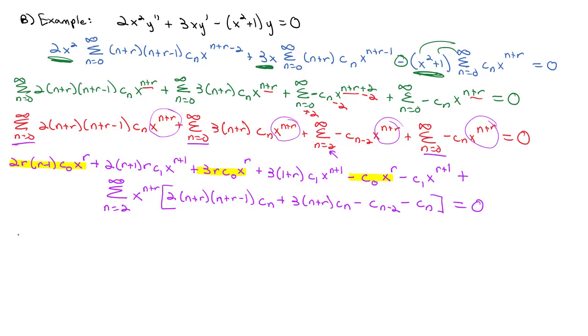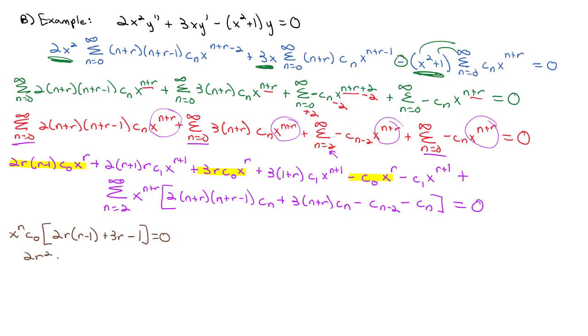So I'm going to factor that out, the x to the r c sub 0, and what's left is 2r times r minus 1 plus 3r minus 1. Just looking at those three highlighted yellow terms. And what's nice here is we can set that equal to 0. That factor that we just found is our indicial equation that we talked about earlier. We can use it to solve for r.